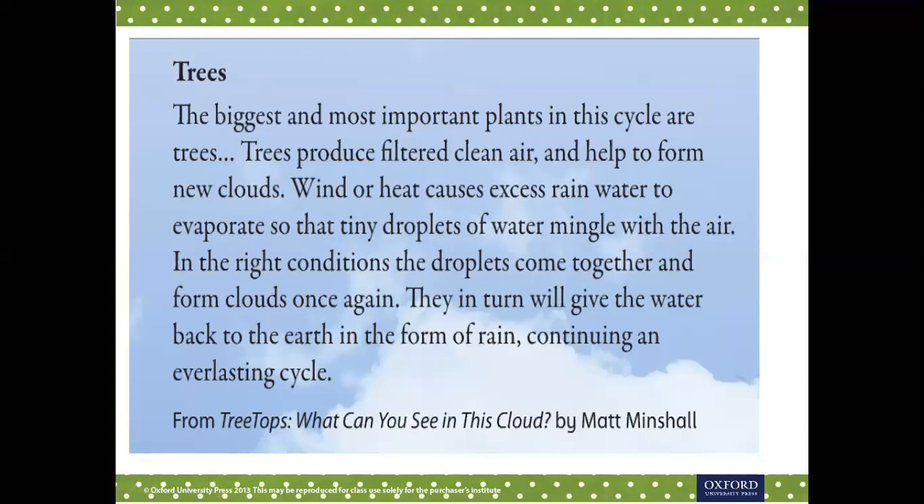So wind or heat causes excess. What does it mean? It means the wind or the heat are the reason the water evaporates and goes up. The tiny drops heat up, they evaporate, they go up again into the air, and they mingle with the air to form what? Clouds. In the right conditions, the droplets come together to form clouds once again in the sky.